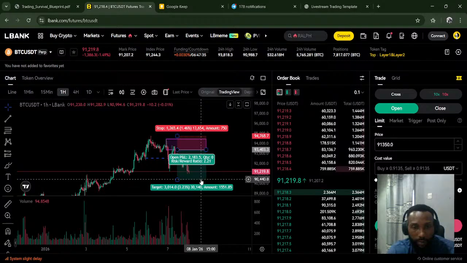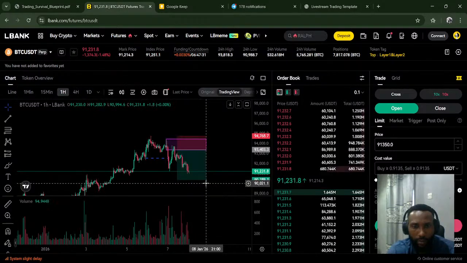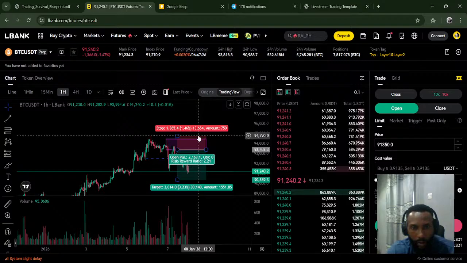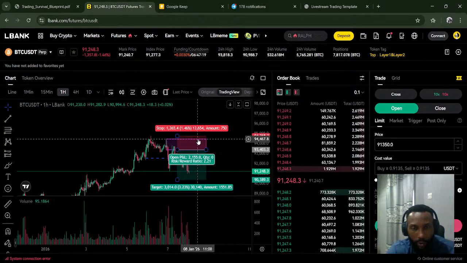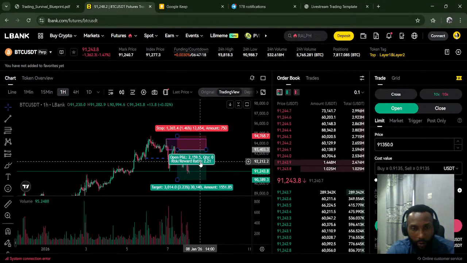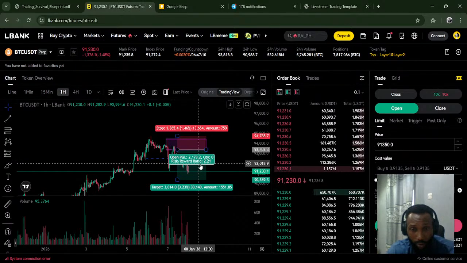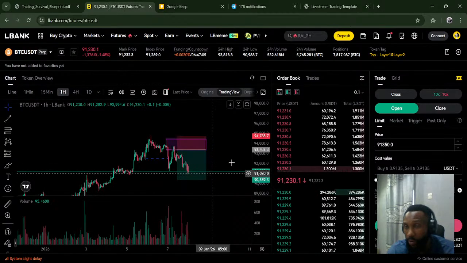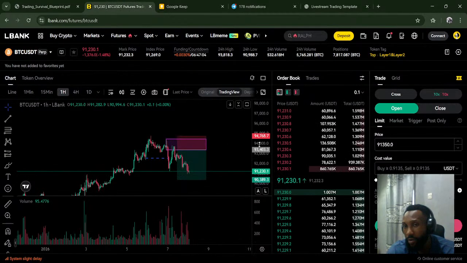If it was one to one, you lose $10 or make $10 profit. You understand? Then for a 1 to 2, you make $20 profit on top of the $10 that you risked. So that's just the basic calculation. Let's just go back.